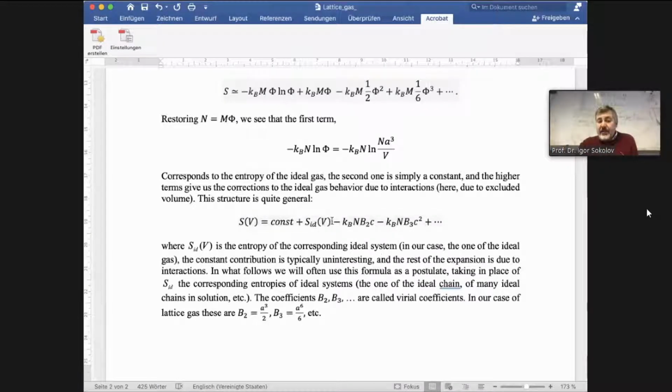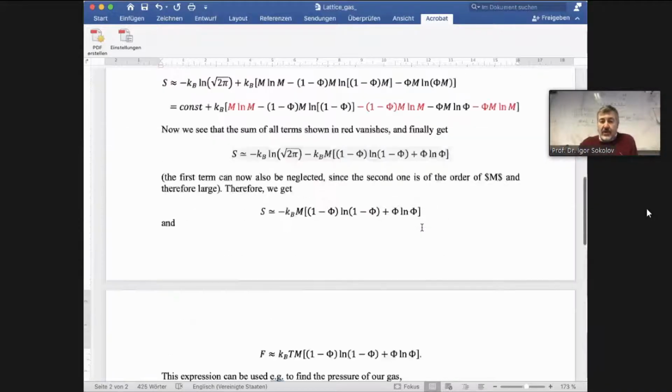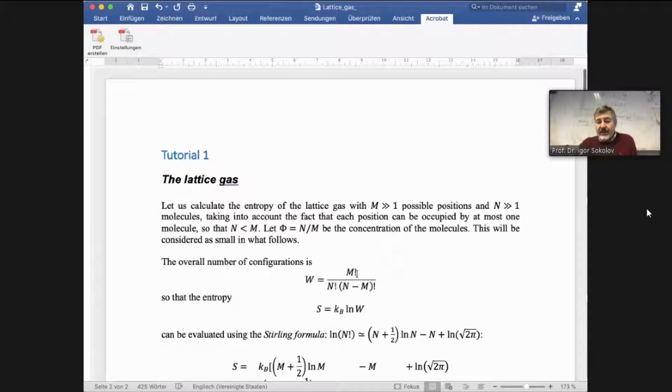Then it's the entropy of the corresponding ideal system. This is the system around which you make the virial expansion. In our case, it was an ideal gas. And then you have the virial terms, and the virial terms are due to interactions of the molecules. In our case, the interaction is the existence of the excluded volume. And these are the things which all follow from this very simple premise.